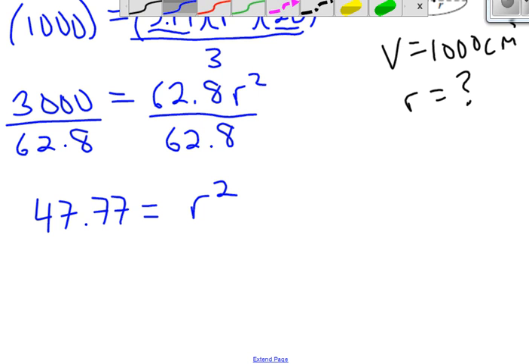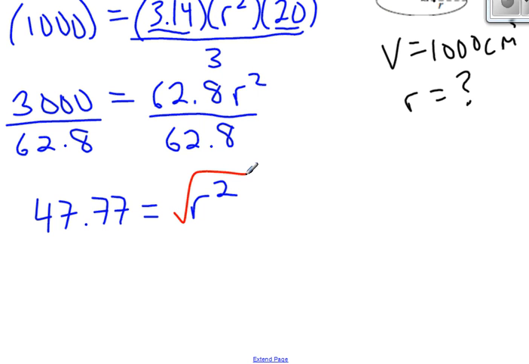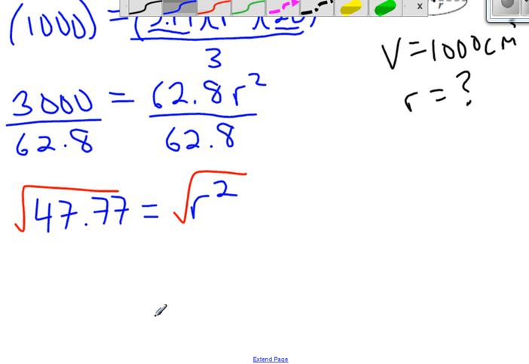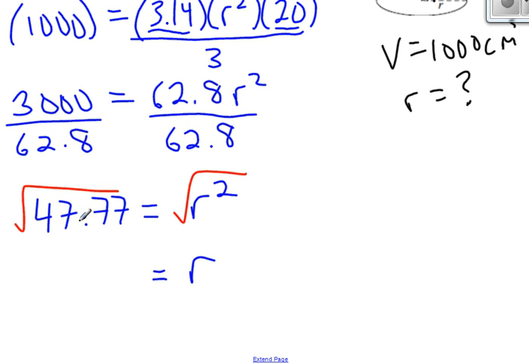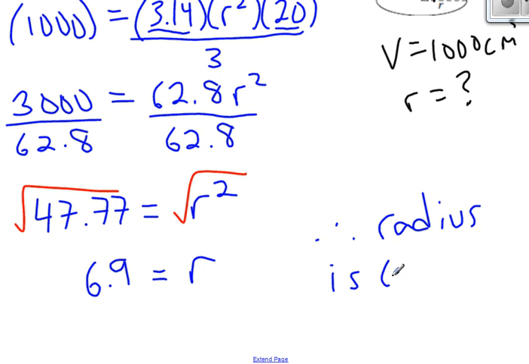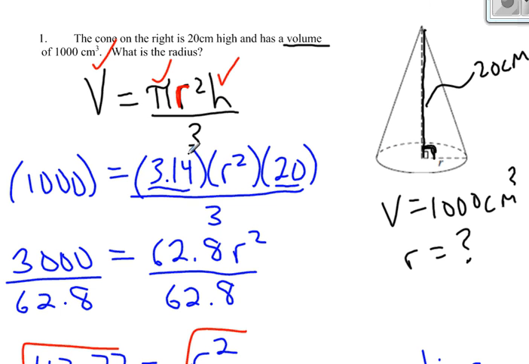And then to get r, if you have r squared, you simply take the square root of both sides. So on the right, the square root of something squared, well, they just cancel each other out. And the square root of 47.77, rounded correctly to 1 decimal place, is 6.9. So therefore, the radius is 6.9 centimeters. So again, hopefully a fairly straightforward question where we're using a standard formula. It just, instead of solving for volume, we have to rearrange it and solve for r.